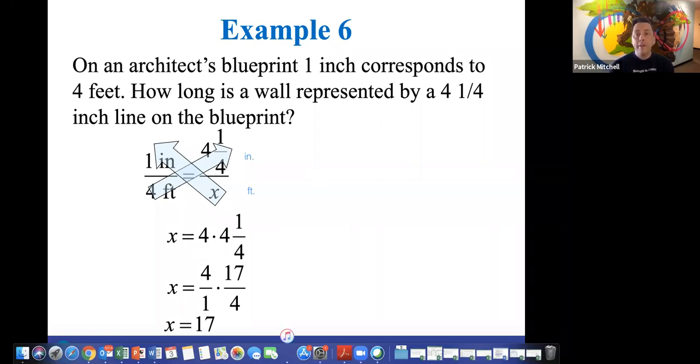And remember what X stood for? It stood for the answer to their question, how long is the wall? This wall is 17 feet long.